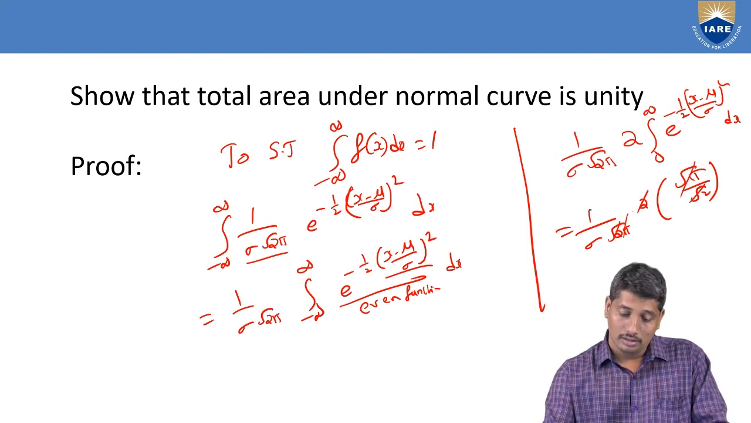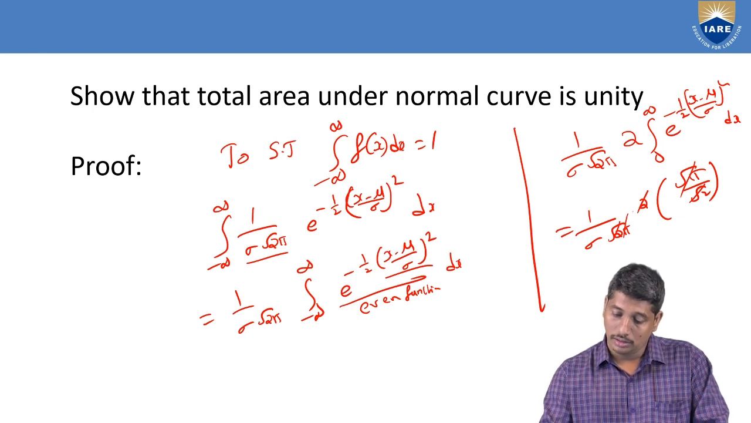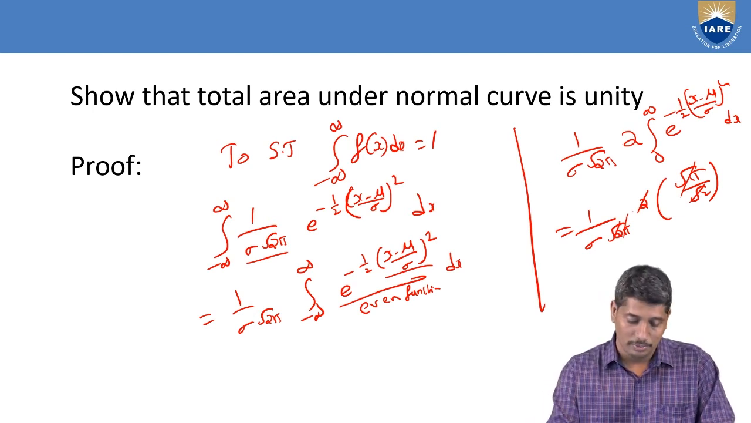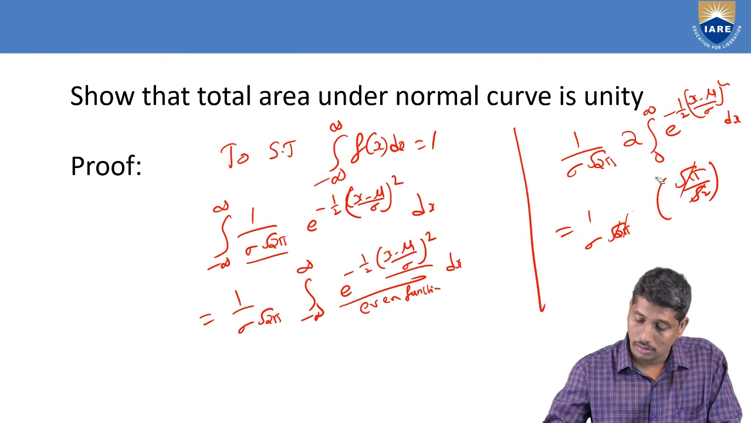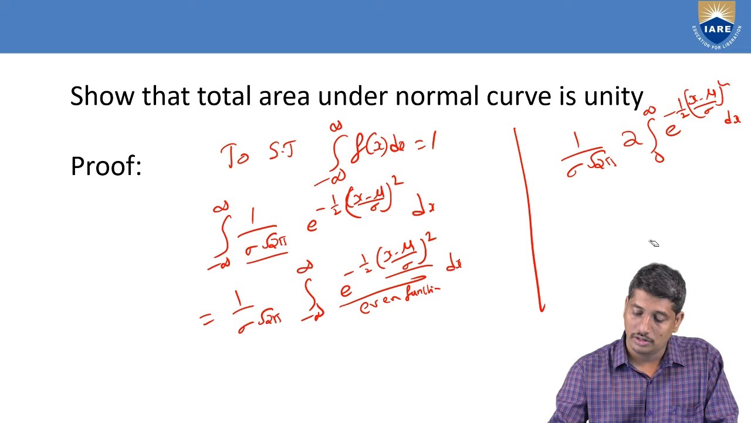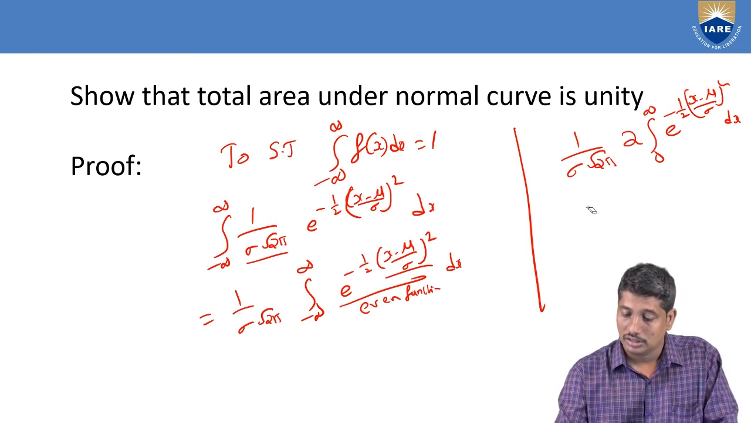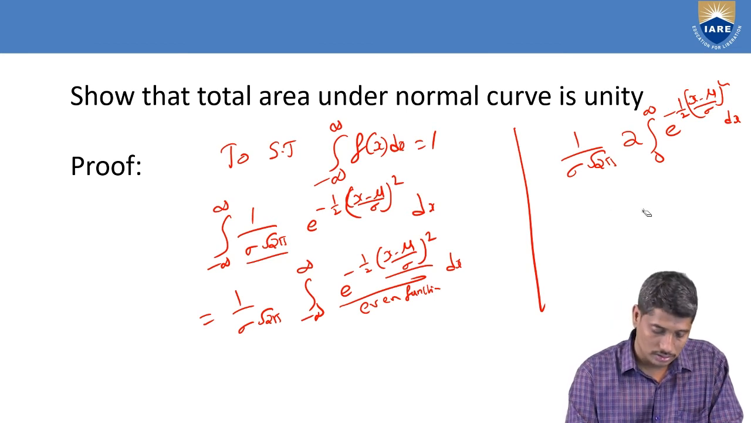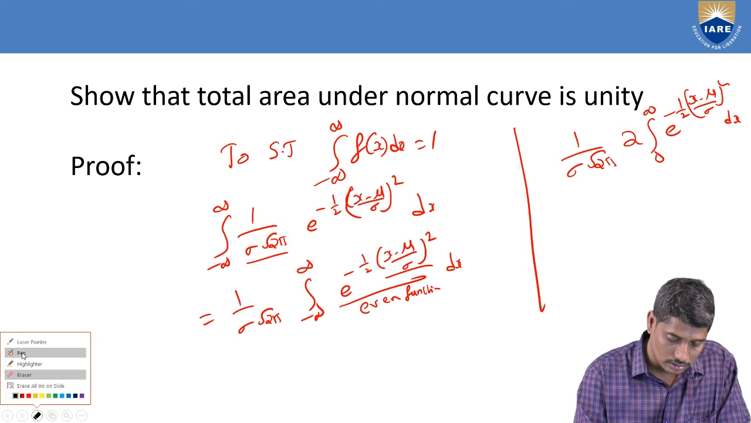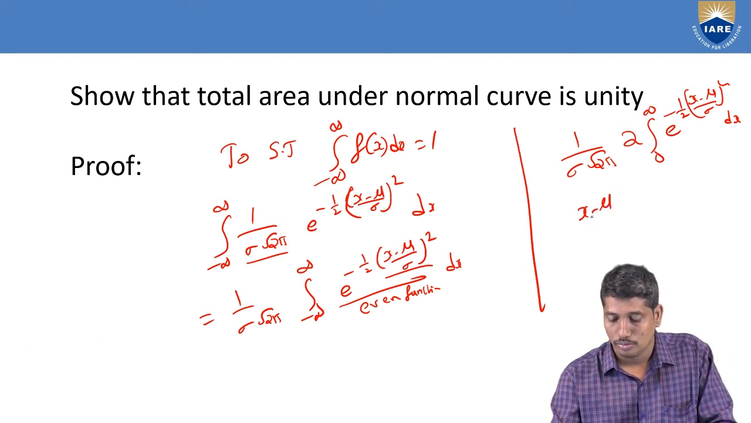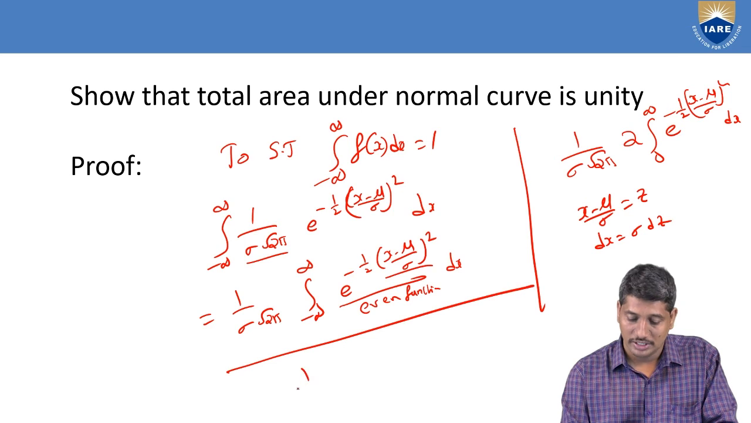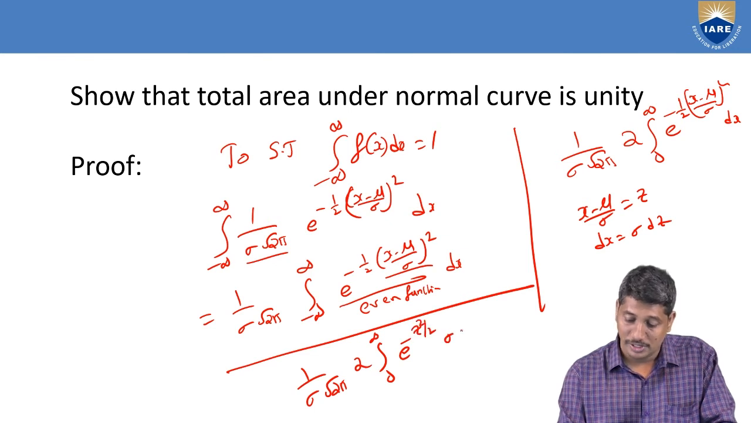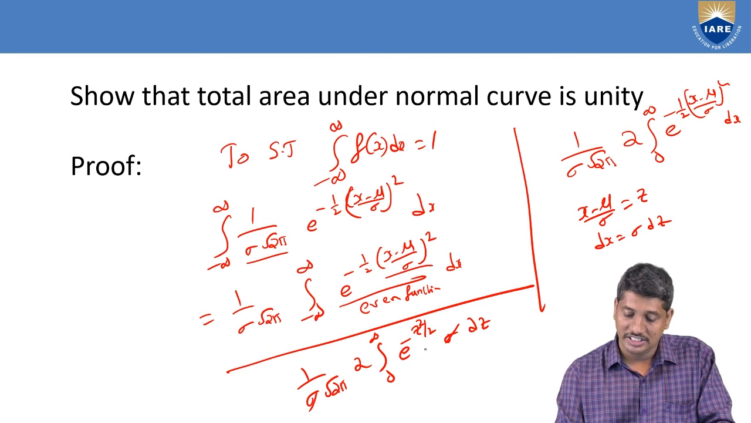Here one more thing we forgot: we forgot to substitute. Let us substitute x minus mu by sigma is equal to z, then dx is equal to sigma dz. Then it becomes 1 by sigma root 2 pi into 2 times the integral from 0 to infinity of e power minus z square by 2 sigma dz. So sigma cancels, and this is an even function.